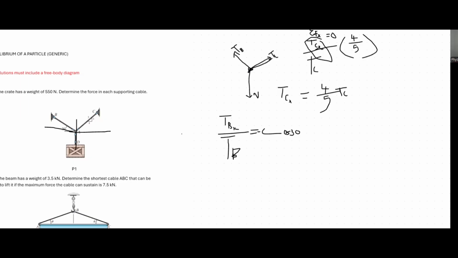So we are doing the same thing. We are going to make TBX the subject of the formula, so we are going to multiply both sides by TB to get TBX as the subject. So TBX equals minus TB cos theta.